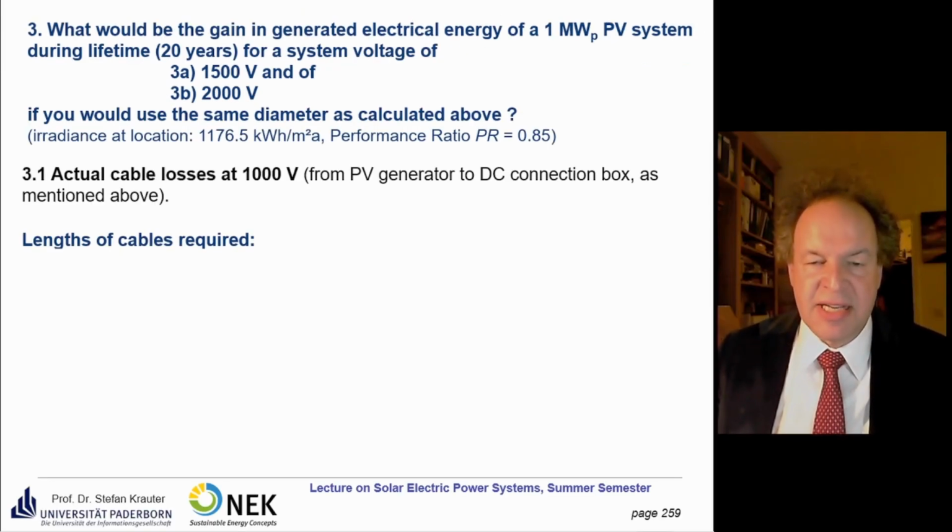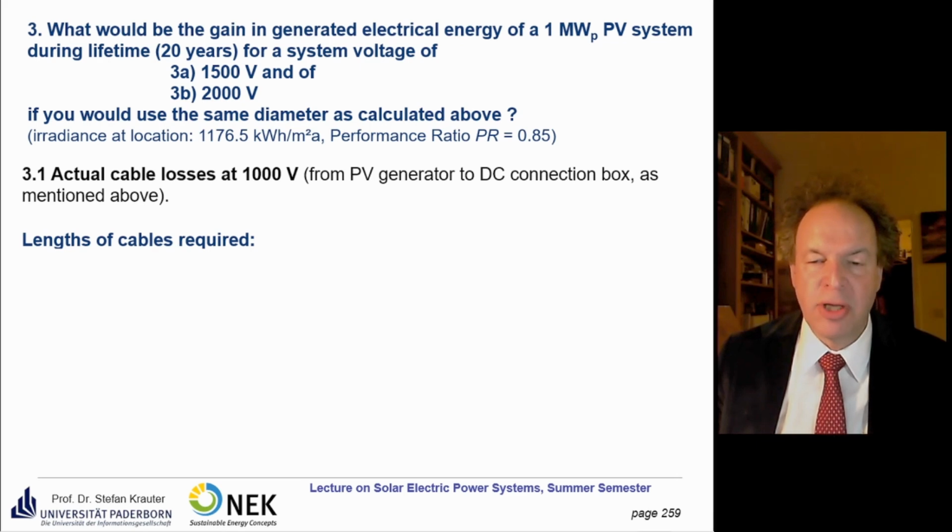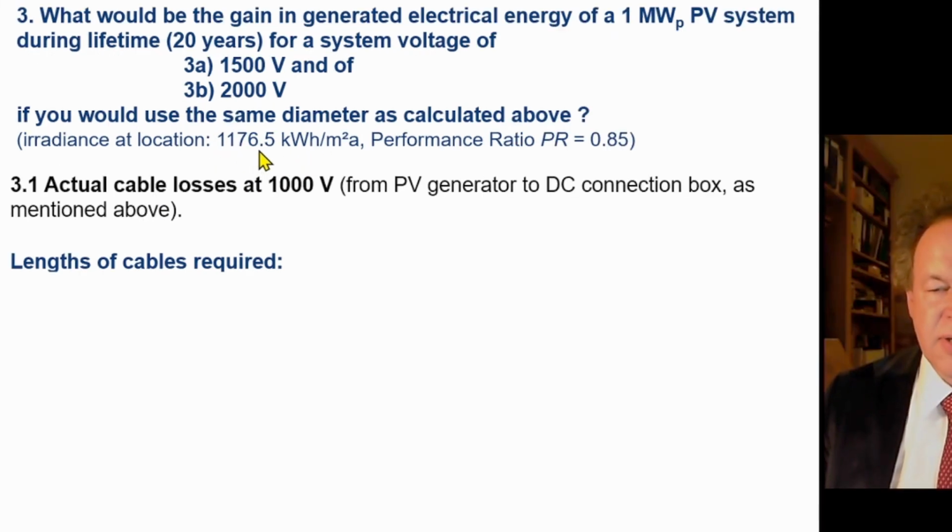Third task is what would be the gain in generated electrical energy of a 1 megawatt system during a lifetime of 20 years, for a system voltage of 1500 and of 2000 volts, if you would use the same diameter as calculated above. So we have this irradiance value of 1176.5 kilowatt hours per square meter per year and a performance ratio of 0.85.